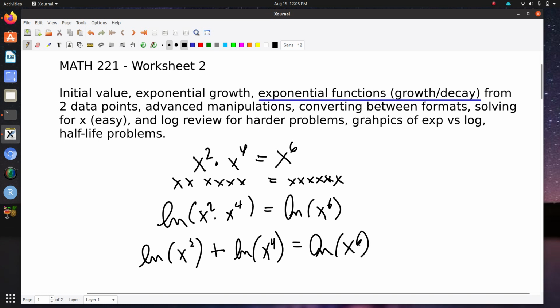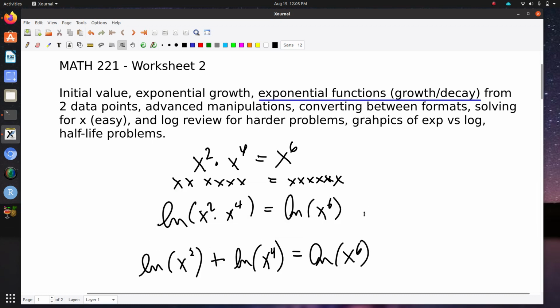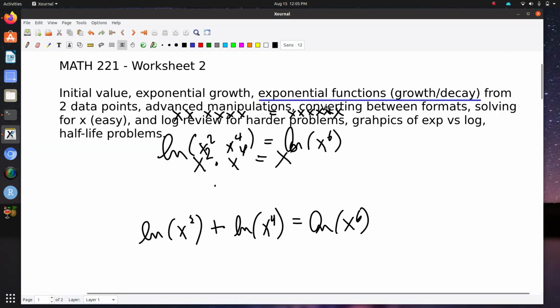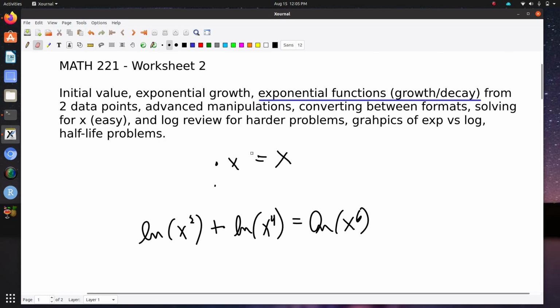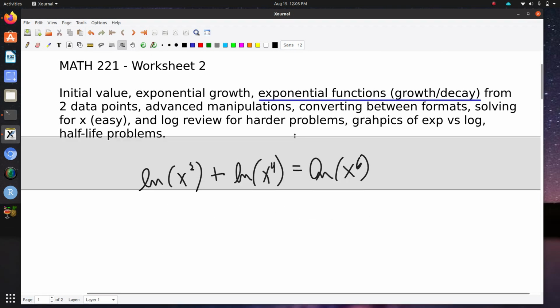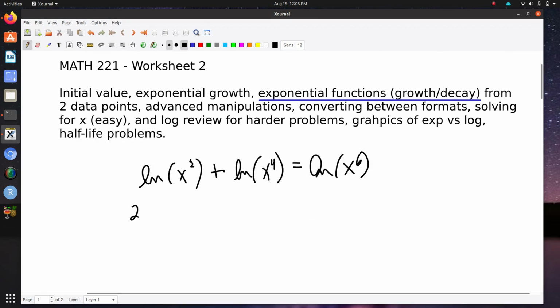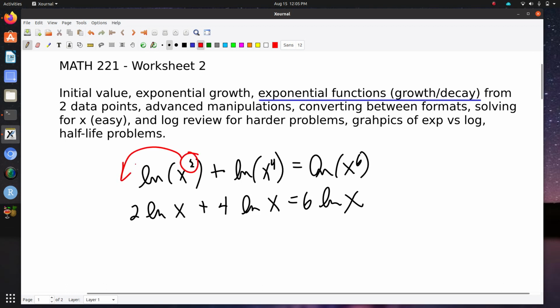the 6th. And that makes sense because, I'm going to move some of that stuff up. I'm just going to erase it for a sec. I don't need that anymore. Here we go. Alright, so this is 2 natural log of x plus 4 natural log of x equals 6 natural log of x. And this works because when you have an exponent, it's allowed to pop down. All those exponents pop down. And so hopefully that's brushing the cobwebs out of your head.